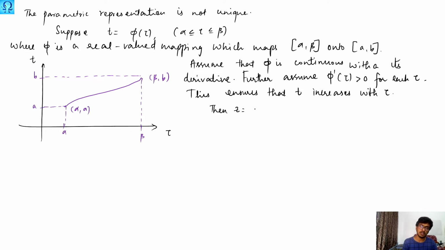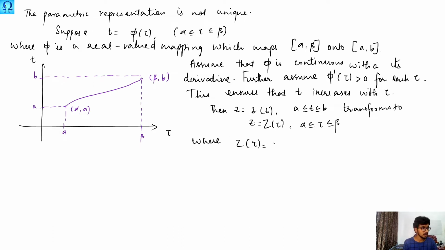Now in this case, the function z of t, with a smaller than or equal to t smaller than or equal to b, transforms to a function of tau, with alpha smaller than or equal to tau smaller than or equal to beta, and let me represent it with big Z, where big Z of tau is small z of phi of tau.